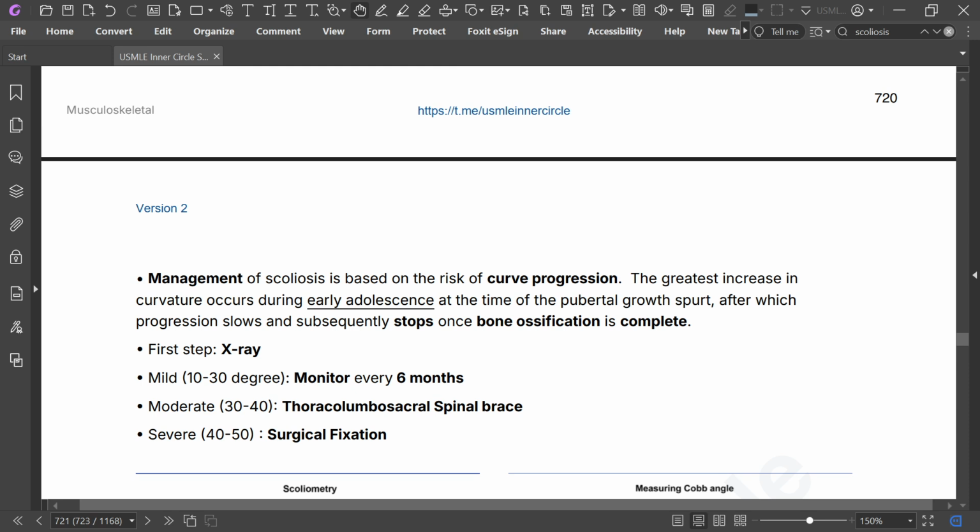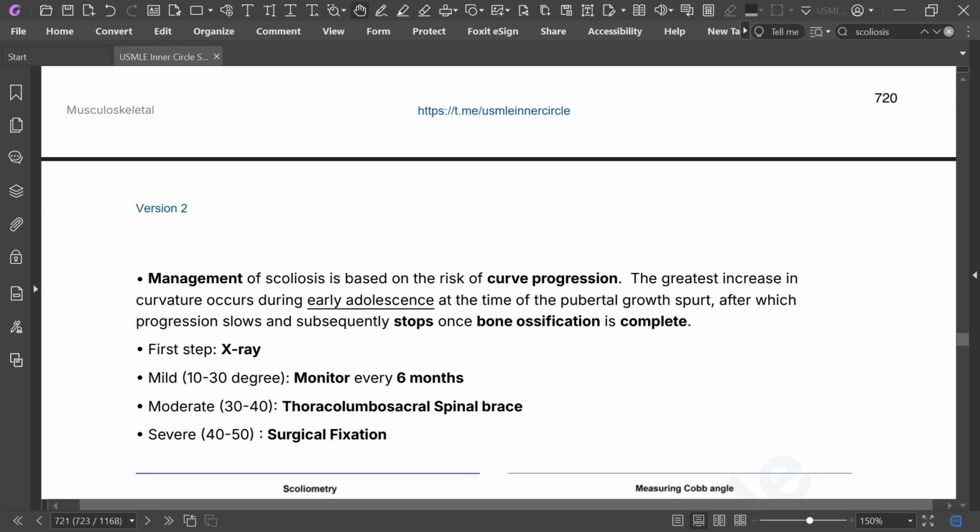Management of scoliosis is based on the risk of curve progression. The greatest increase in curvature occurs during early adolescence at the time of pubertal growth spurt, after which progression slows and subsequently stops once the bone ossification is complete.